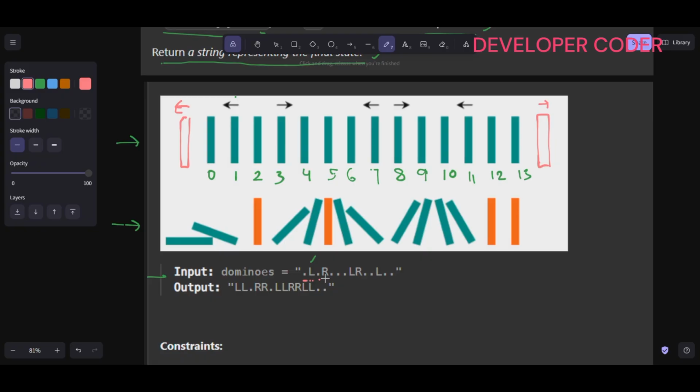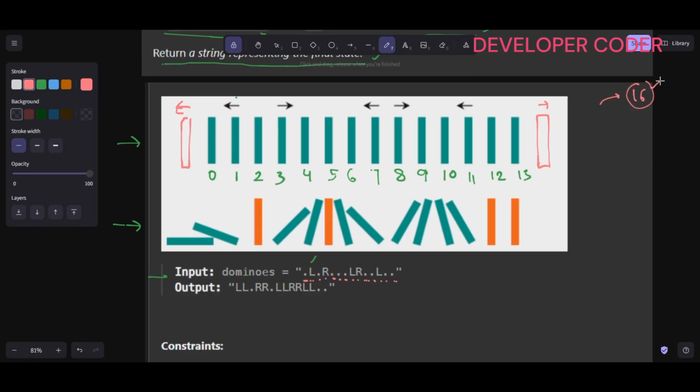So here now, if you see in total, initially the length was 14, right? 1 2 3 4 5 6 7 8 9 10 11 12 13 14. Okay, 14 length was there. Now I have added 2 more, so length is 16, right? So length is going to be 16.